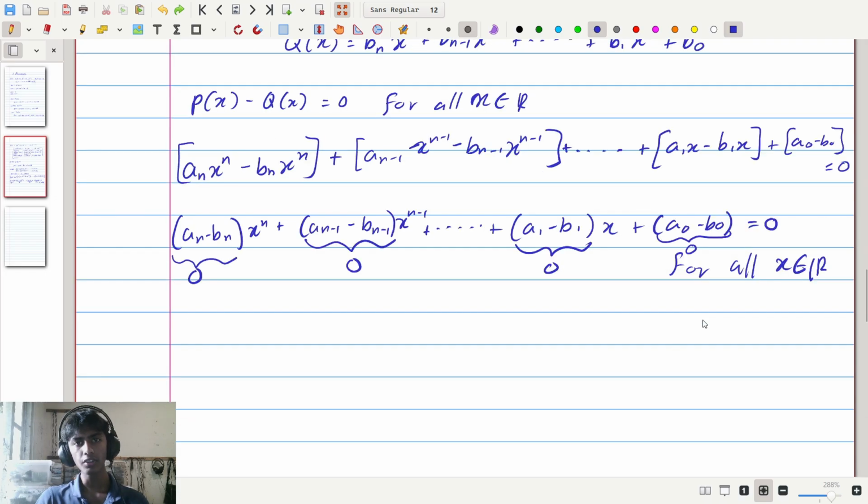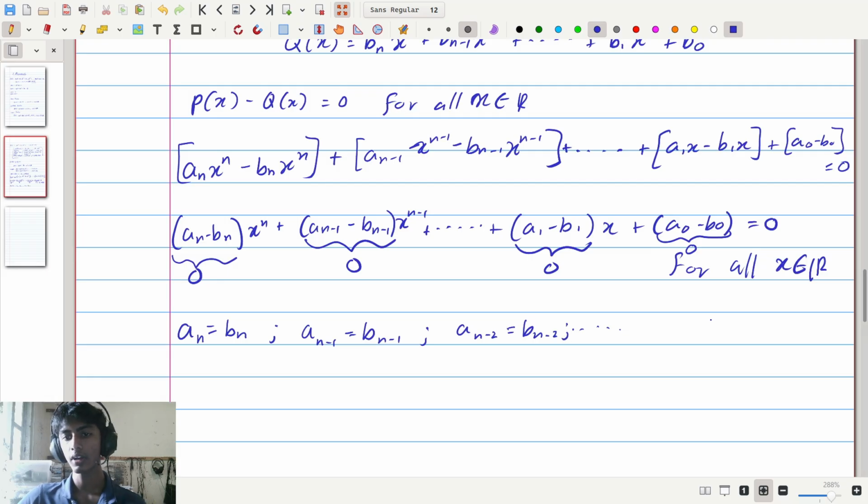So then, what does this give us? It gives us that a_n minus b_n is equal to 0, meaning that a_n is equal to b_n. Similarly, it also gives us that a_(n-1) is equal to b_(n-1). It gives us that a_(n-2) is equal to b_(n-2), all the way along until we get to a_2 being equal to b_2, a_1 being equal to b_1, and a_0 being equal to b_0.